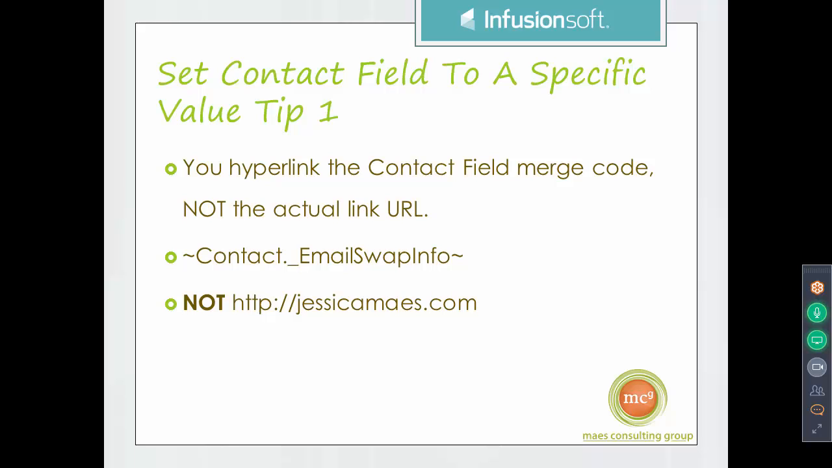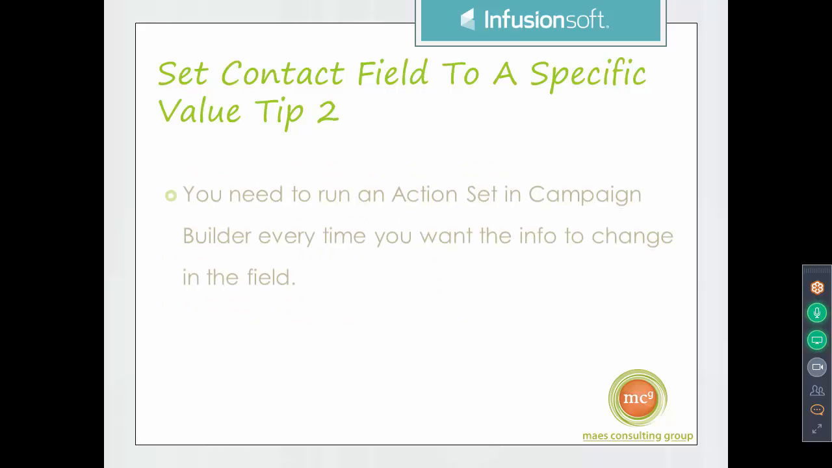Their email would go out, they would click, Infusionsoft would be reading whatever's in that custom field, and so everybody would go to jessicamaze.com. And then a few days later, I don't want everyone to go to jessicamaze.com. I want them to go to infusionsoft.com. It's kind of a weird example, that wouldn't be a shift I would make. But anyways, I would run another action set that says put www.infusionsoft.com into that field. And so the next time somebody clicks on that link, Jessica Maze is not sitting there anymore. Infusionsoft.com is.